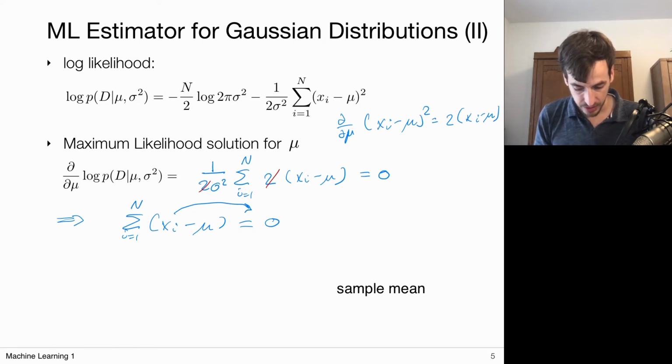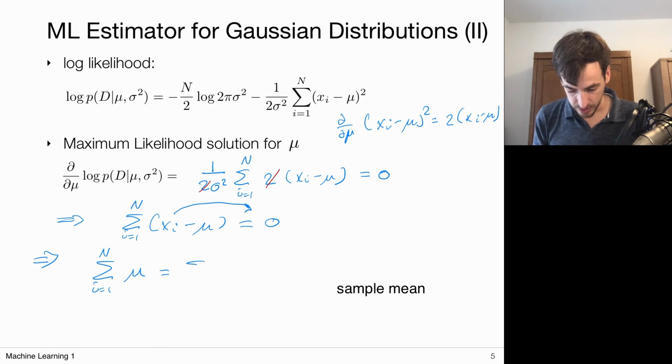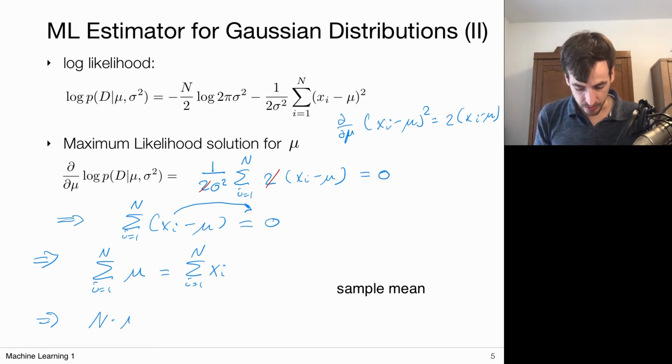So we actually sum over i equals 1 to n of mu equals the sum of x_i. So we take a sum over some constant mu value. It doesn't depend on the index i. So actually what we're doing here, we're counting n times the parameter mu, which is equal to this thing.